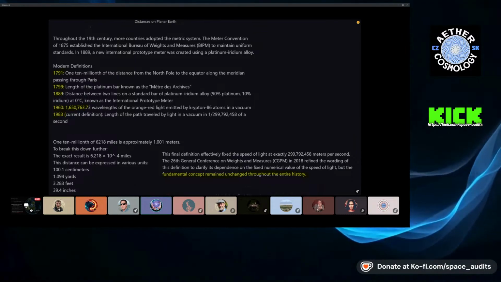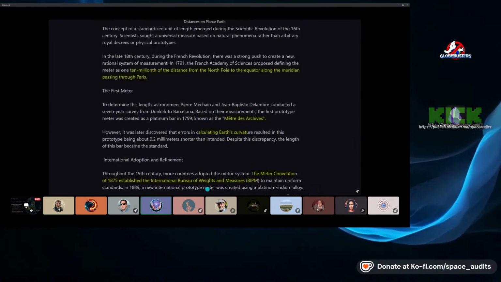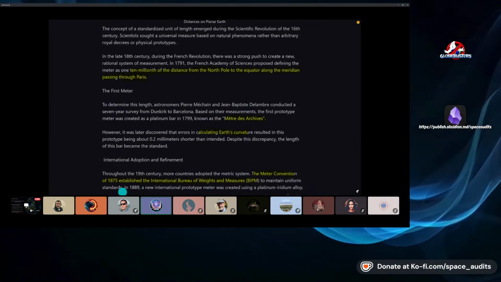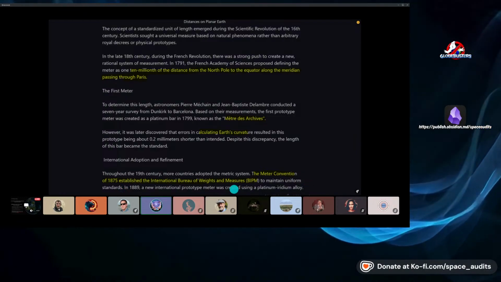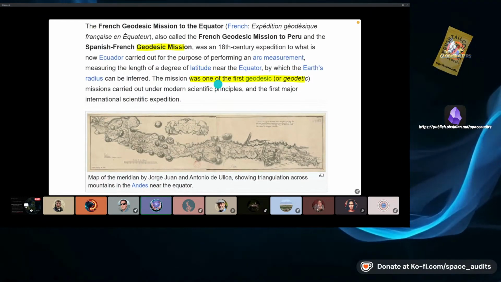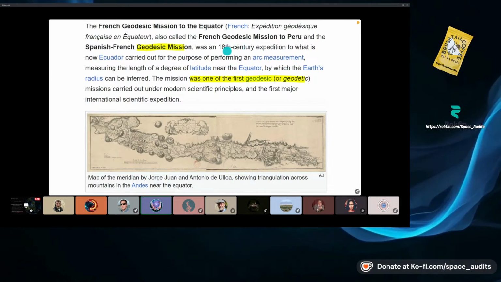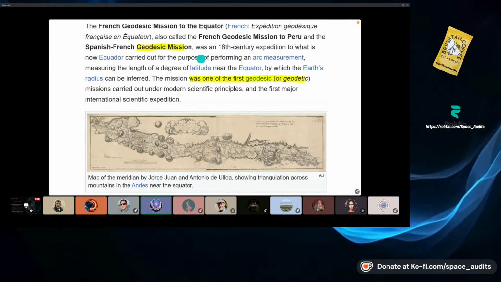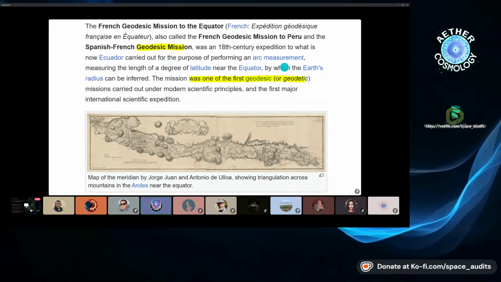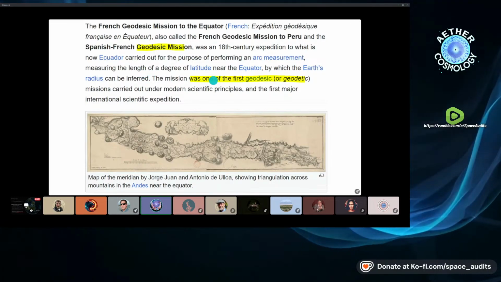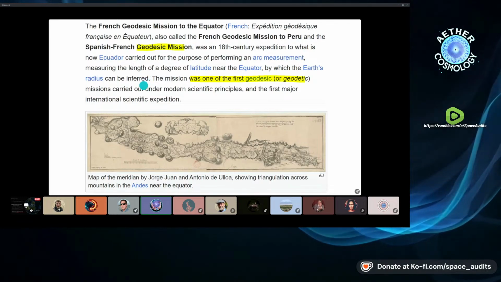Now, if we look into how they did that survey, remember, they sent this guy down here, they're like, go to Ecuador, we're going to get the bestest Earth measurement we can so that our meter convention will be on point. So they go through, and oh, look, this is the French geodesic mission to the equator, also called the French geodesic mission to Peru, or the Spanish-French geodesic mission. It was a famous mission, literally carried out to perform an arc measurement, measuring the length of a degree of latitude near the equator by which the Earth's radius can be inferred.